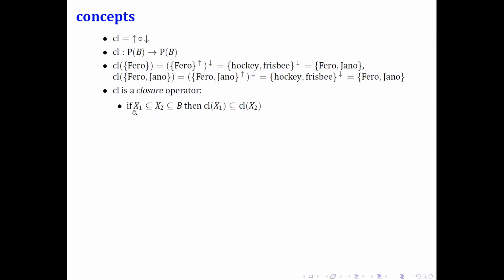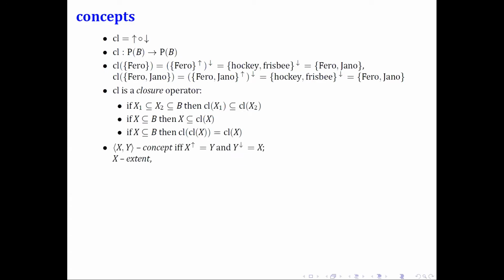The first one: if we have two subsets of objects, then after application of the CL function, we obtain again subsets, in the same ordering. Yes, because the first arrow reverts and the second reverts again. So in the result, we have the same ordering. The second, that each set is a subset of its closure. It's natural. And the third means that it is enough to apply closure only one time. So if we have the result CL X, then it is not needed to apply CL again because we obtain the same result.